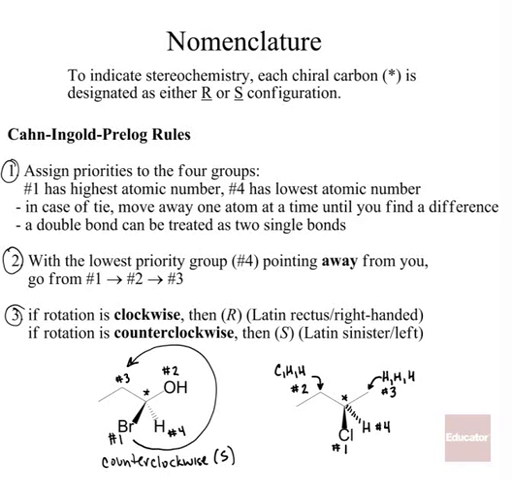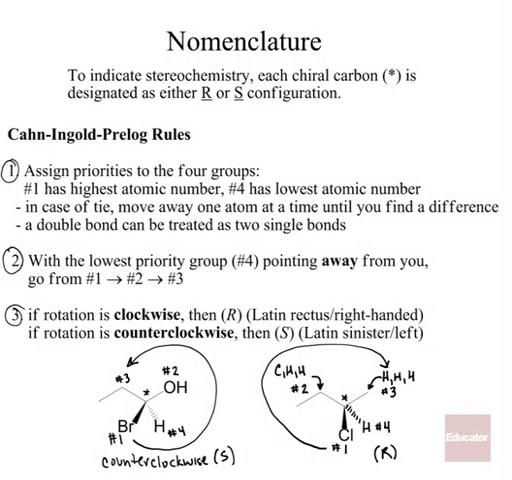So ranking the groups 1, 2, 3, 4 sometimes requires a little work here. Okay, next we're going to make sure our lowest priority group is pointing away. It's doing that. It's a dashed bond. So what do we do? We move from 1 to 2 to 3, and we keep doing that. 1, 2, 3, 1, 2, 3. And what does it look like here? Now it looks like we're doing a clockwise rotation, so this is going to be the R configuration.